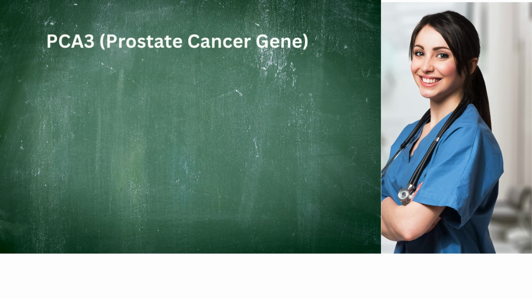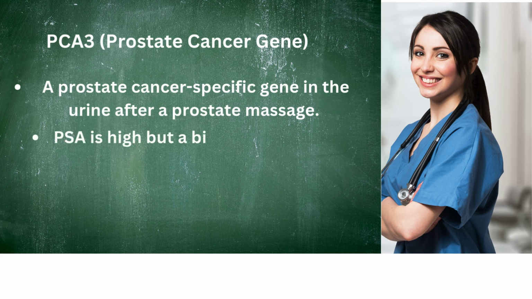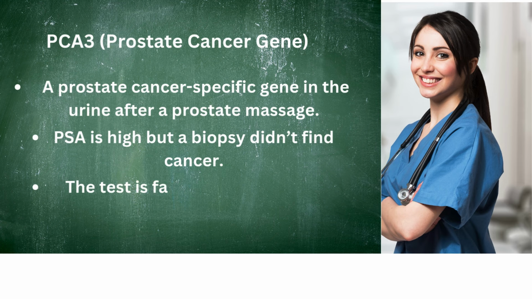return. The sixth and final metric is the PCA3 test or prostate cancer gene test. This test measures a prostate cancer-specific gene in the urine after a prostate massage. It's used when the PSA is high, but a biopsy didn't find cancer. The test is fairly accurate in ruling out cancer, with reported specificity of 70%.